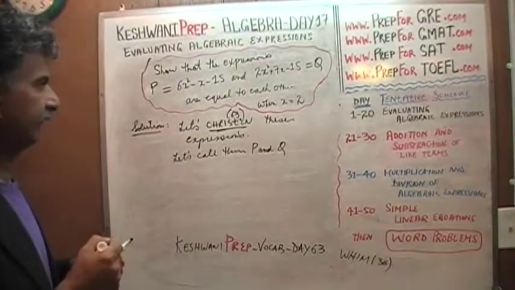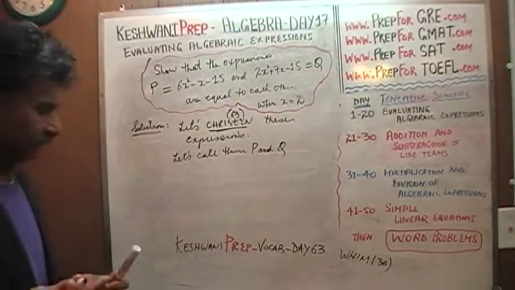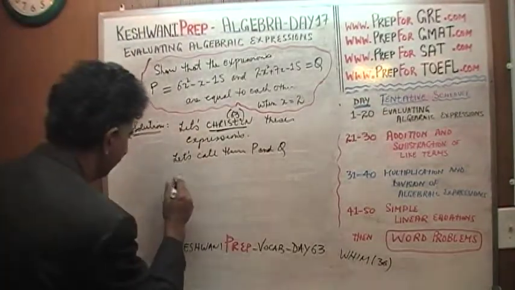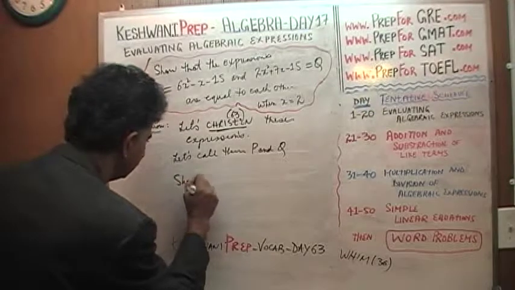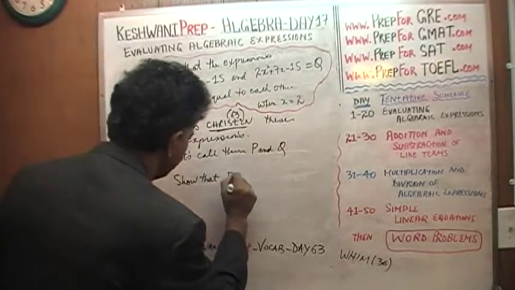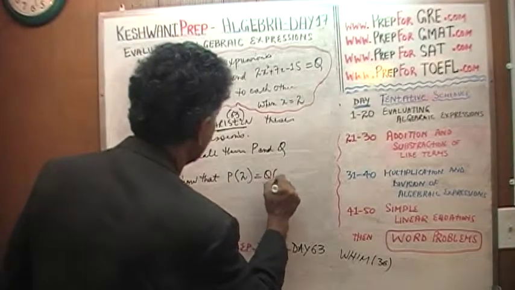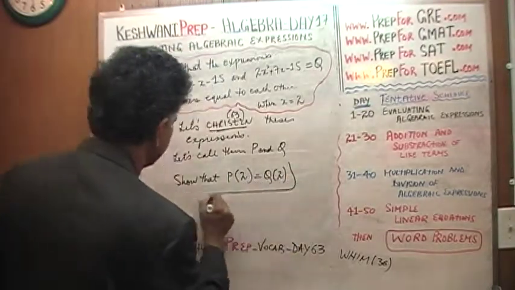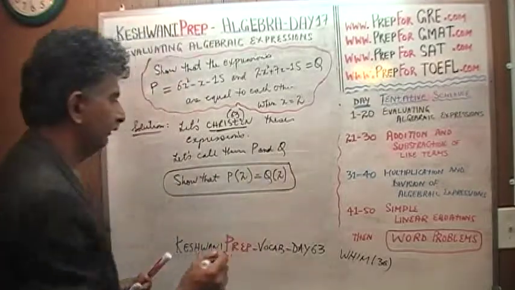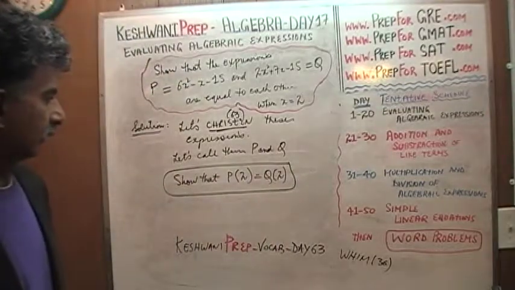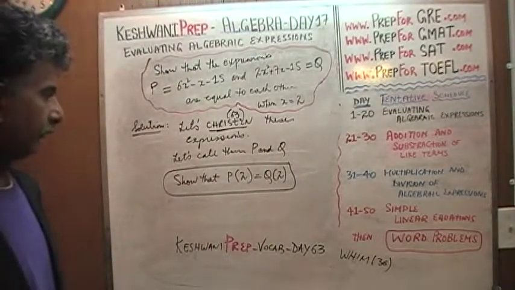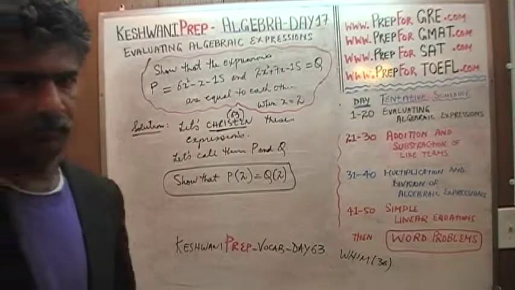Now we're going to write the exact same question in mathematical language. This is how a mathematician would write it. A mathematician would say, show that P of 2 equals Q of 2. Voila, that's it. You see how simple it is, how elegant it is, how concise it is? Mathematicians do not like to be verbose.